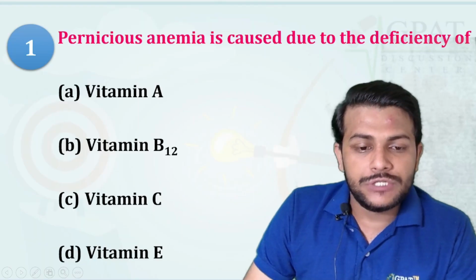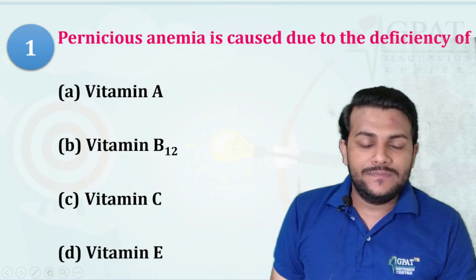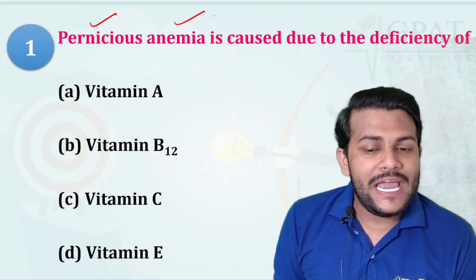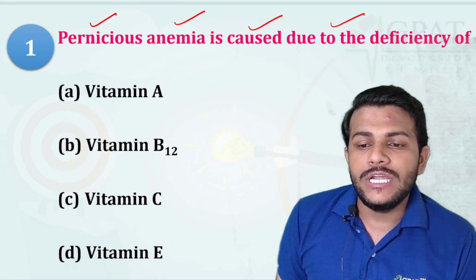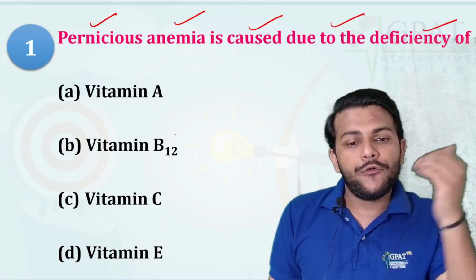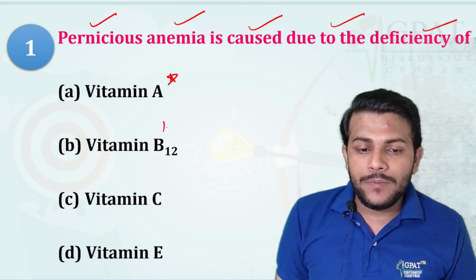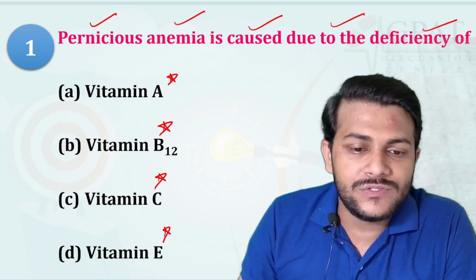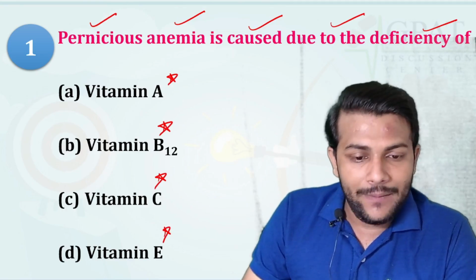First question for all of you: which of the following causes pernicious anemia, or pernicious anemia is caused due to the deficiency of what? There are four options: vitamin A, vitamin B12, vitamin C and vitamin E. I hope every student knows vitamin B12, that is cyanocobalamin.